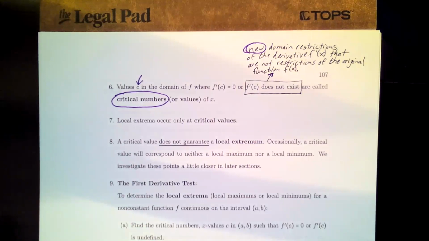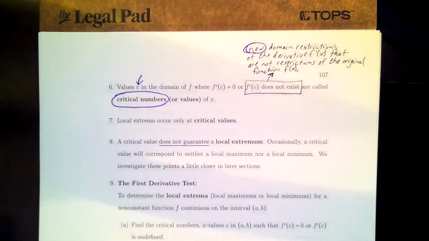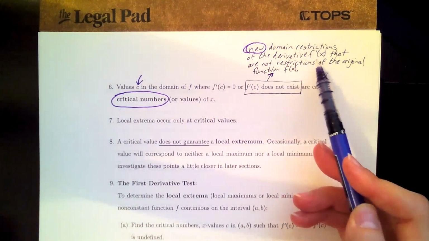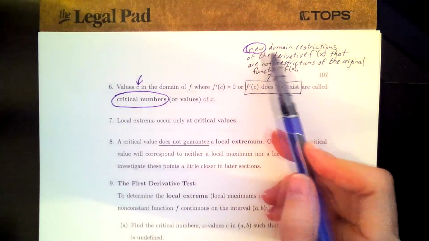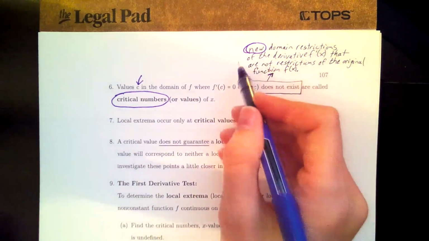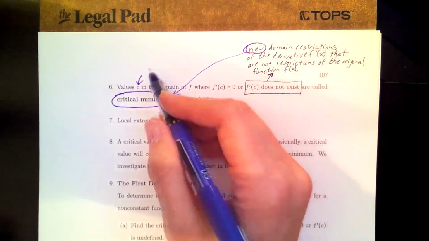So let's say your original function has no domain restrictions. Any value of x can be plugged in at any time, no problems. If you take the derivative and you find that the derivative does have a bad value of x, it does have a domain restriction, then that's a new domain restriction that came out in the derivative function. The original function was fine. It did not have that domain restriction. But now I do have one that came from the derivative. So when that happens, that's a new domain restriction, and those are also potential maxes and mins.